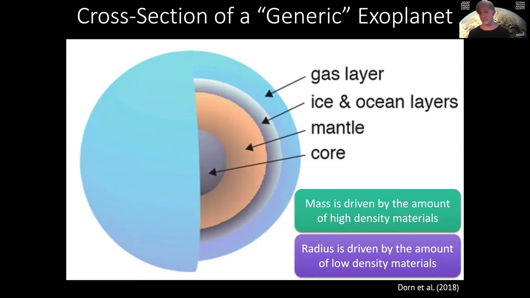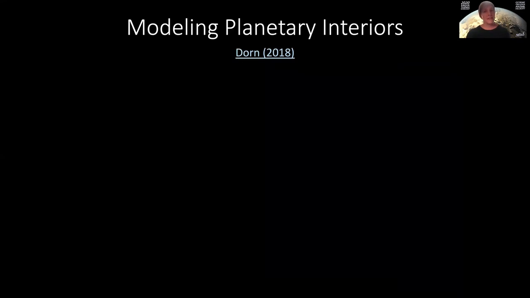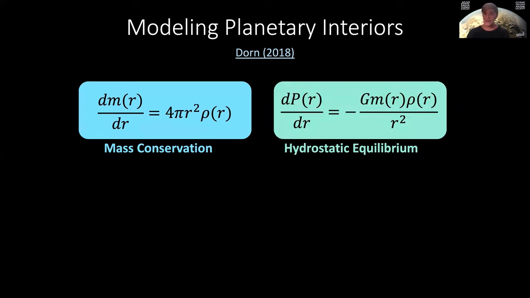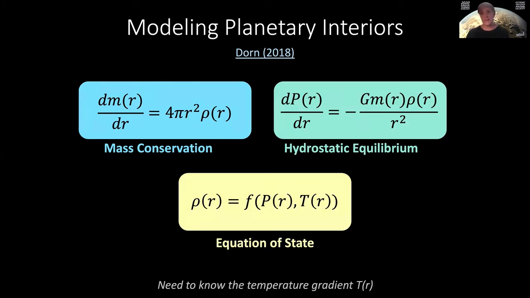So you could imagine that the mass is driven by high density materials and the radius is driven by low density materials. If you want to get a little bit more technical, you could click on the link here to read the paper by Carolyn Dorn, which is in one of the exoplanet textbooks that I've linked at the end of this presentation. And then you would find that you can solve for the interior structure of the planet using the equations of mass conservation, hydrostatic equilibrium, and the equation of state. These equations might look familiar from some of your astro classes, and if they don't look familiar yet, you'll probably see them as you take more classes this fall.